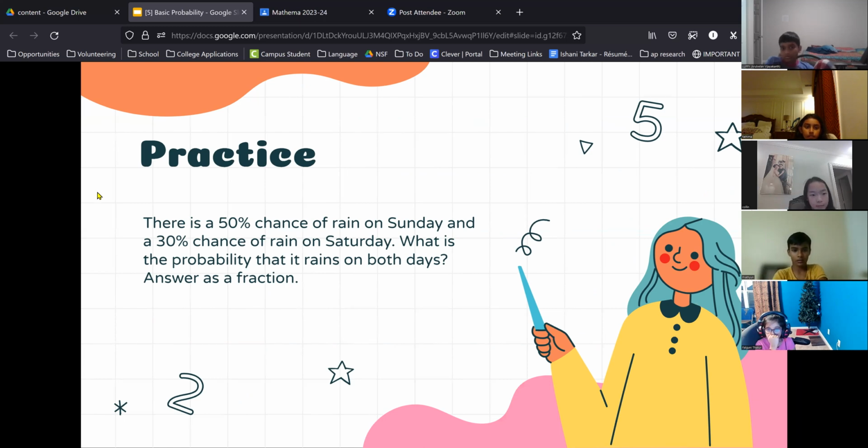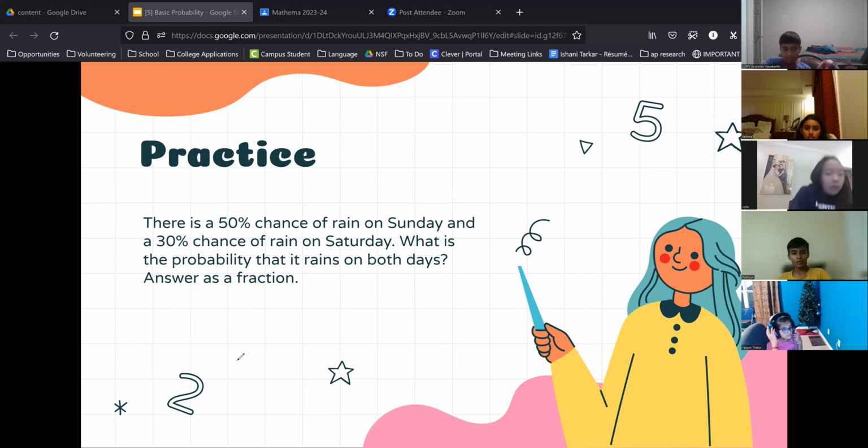Okay, I can go back to the basic info section after we do this problem. Say there is a 50% chance of rain on Sunday and a 30% chance of rain on Saturday. What is the probability it rains on both days? We assume that these two events are independent because we are not given any information that says otherwise. If you know how to solve this, you can go ahead and private message me your answer. Otherwise, I will solve it.